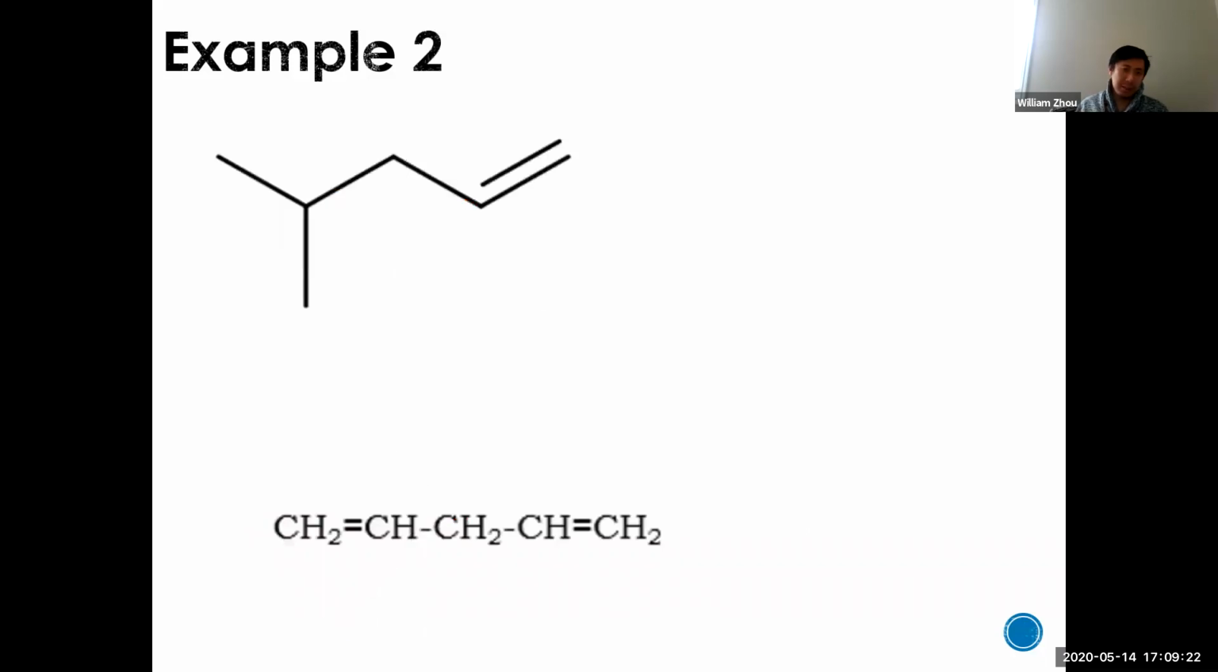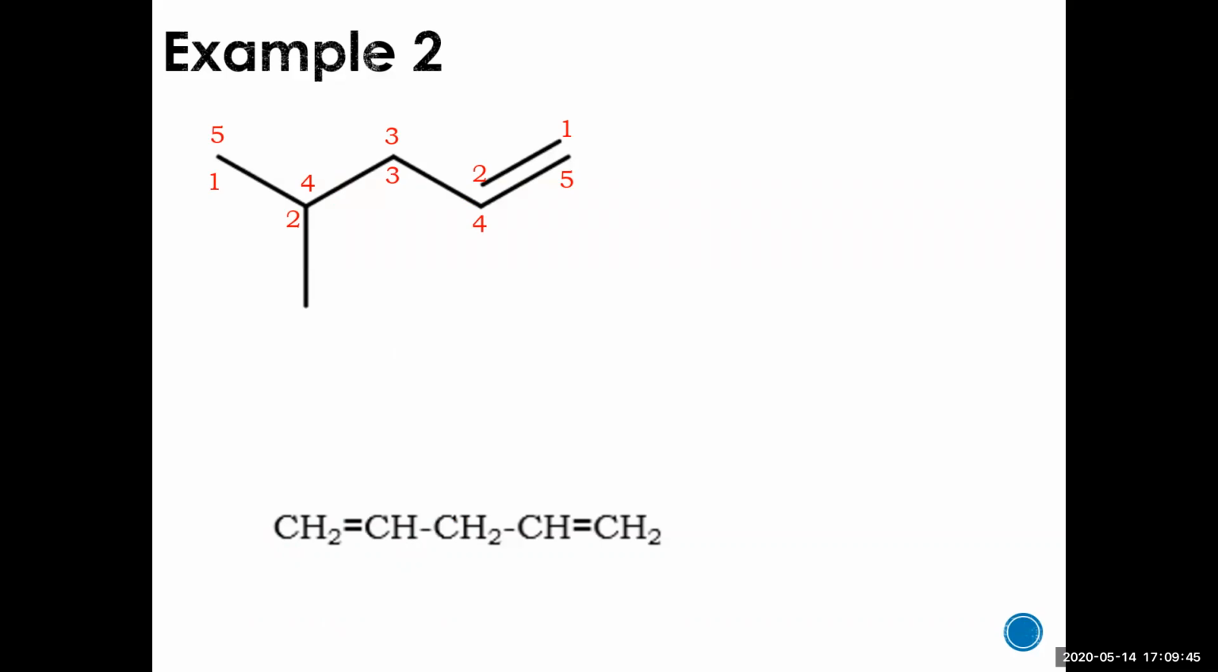Okay, what about example 2? Now, the one on top, you now have a branch. You can count the carbons. Okay, 5 carbons in the longest chain, and you can count from the left or the right. And obviously, one is better than the other. Which one is better, from the left or from the right? From the right. Yes, from the right. If you count from the right, the double bond is on the first carbon, which is exactly what you want. You want that to be as small as possible. But if you count from the left, the double bond ends up on carbon 4. That's bad. So you count from the right.